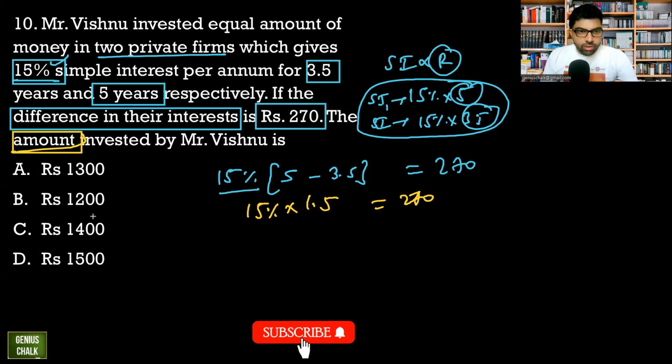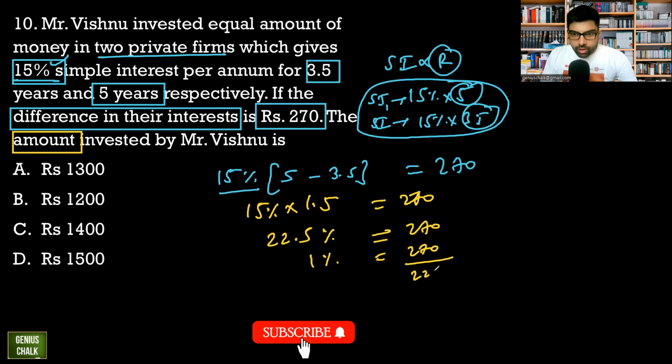All right, now just calculate. It will be 15 into 15. So this is 225, but there is one decimal. So 22.5% is 270. So 1% will be 270 by 22.5. If you remove the decimal, this will be 12 times, right? So 1% is 12, so 100% is 1200. The answer has to be option B.